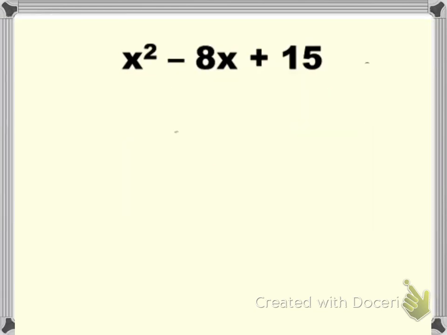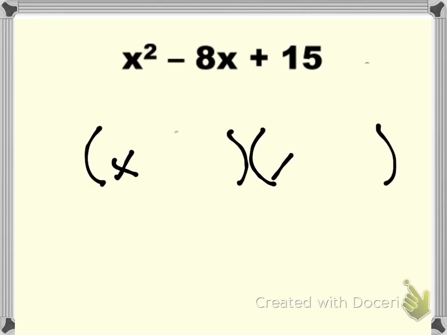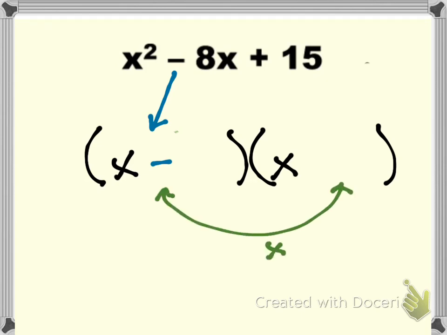Okay, so two sets of parentheses, an X in each set. The sign in the first set is going to be the same as the first sign in the quadratic, so a negative. The sign in the first set of parentheses times the sign in the second set of parentheses has to give us a positive. So negative times negative is positive.